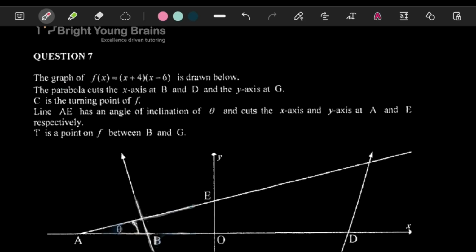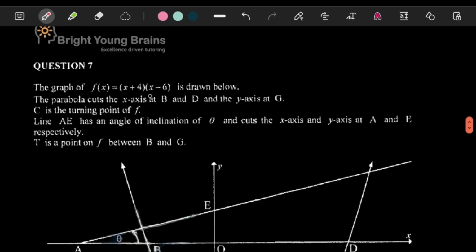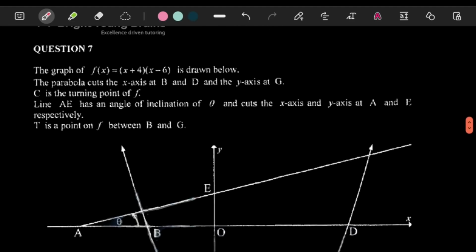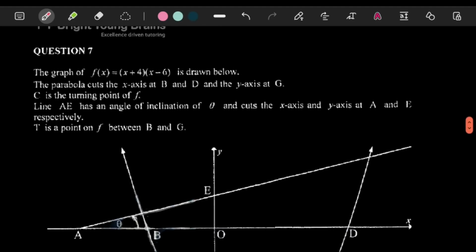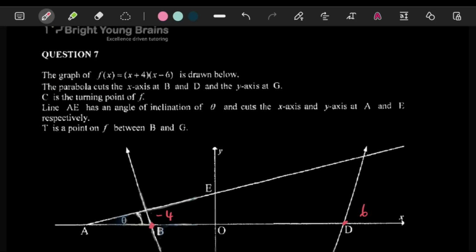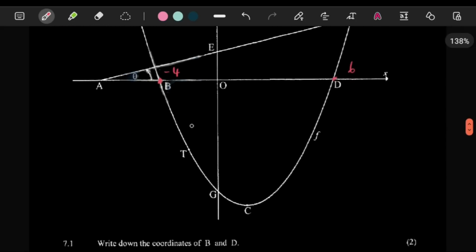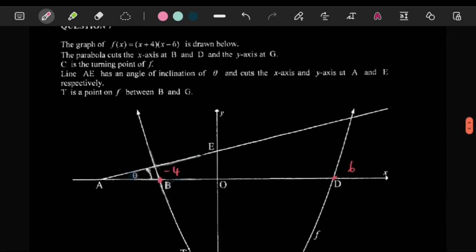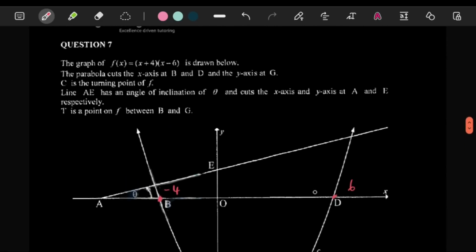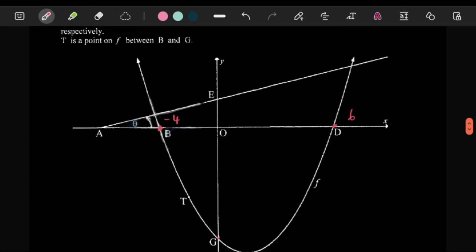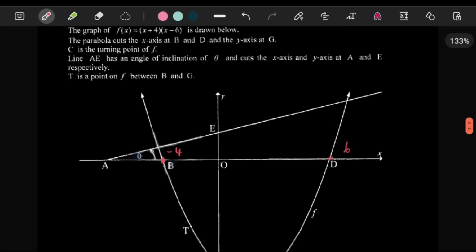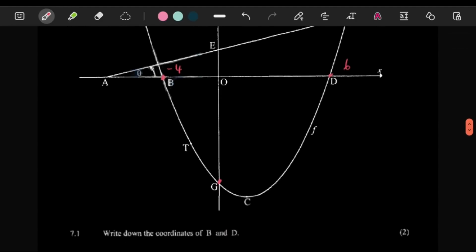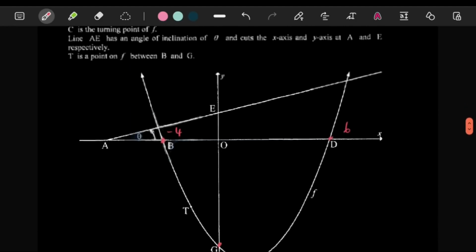It says question 7, the graph of f of x. This is a parabola. Because there's a positive 4 here, it means that this is technically negative 4. Because there's a negative 6 there, this is technically positive 6. They say this parabola cuts the x-axis at B, and also at D, and the y-axis at G. And then they said C is the turning point of f.